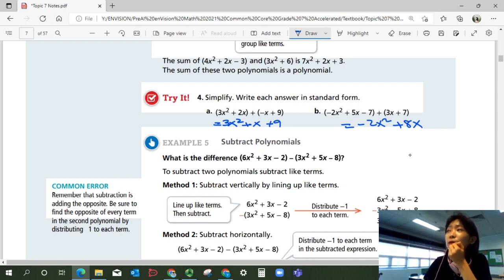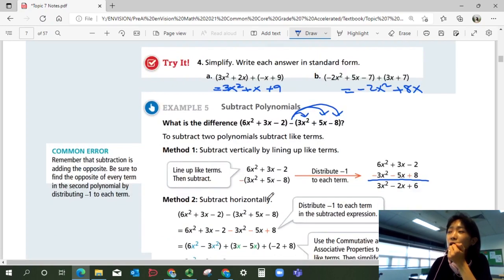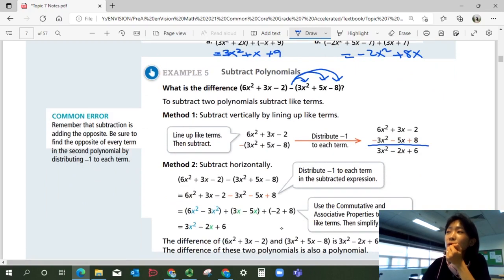So if you have a parenthesis here, that means you're subtracting this term, you're subtracting that term, you're subtracting that term. So then you distribute the negative sign to each term before you add them, right? And then you can add the like terms, and you do the same thing. How do you subtract horizontally? You group them with like terms together horizontally, and you do the same thing.